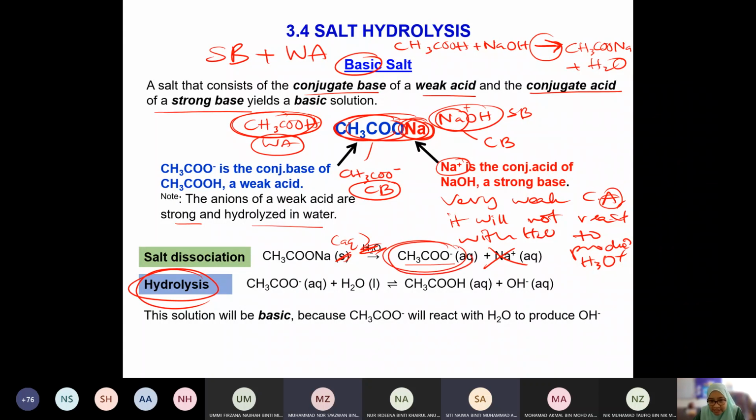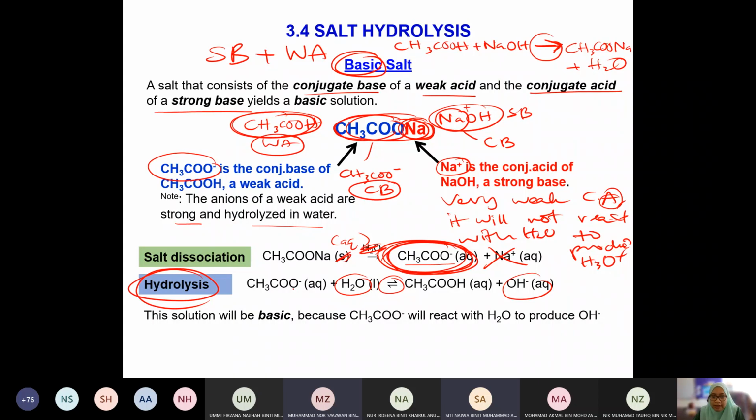That means this one. You have to use this one and react with water, plus water, and don't forget the reversible arrow. Since you predicted earlier, it should be a basic salt. And one more thing, CH3COO minus, you know that this is a conjugate base. When it dissociates in water, it will produce OH minus. This is to prove that the salt is a basic salt.